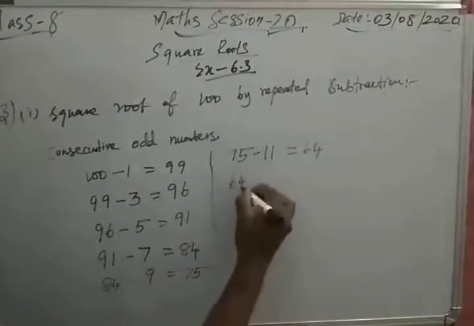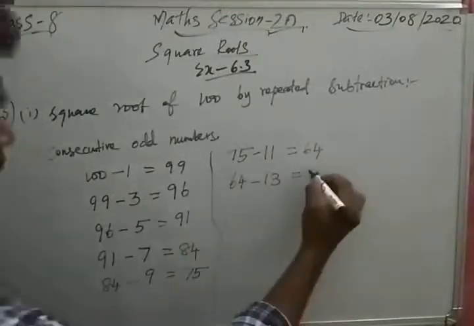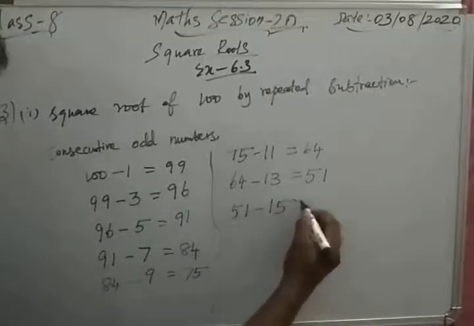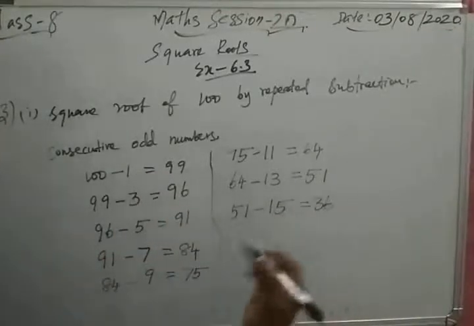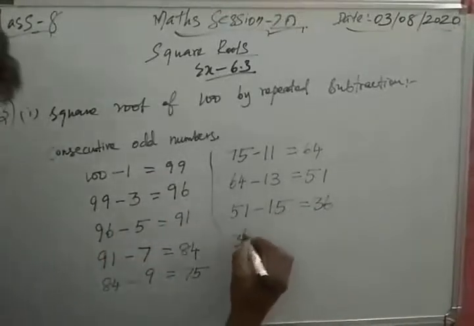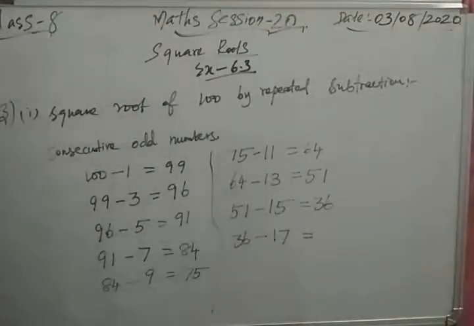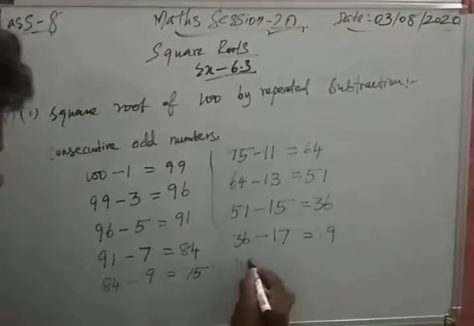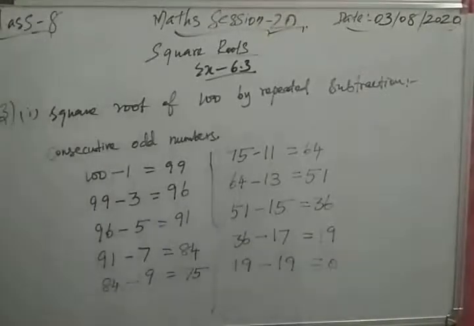Next, 64 minus the next odd number, 13, you will get 51. Then 51 minus the next odd number, 15, gives 36. From 36, the next odd number is 17, so 36 minus 17 is 19. The next odd number is also 19, and we will get 0. Now, we have done, right?